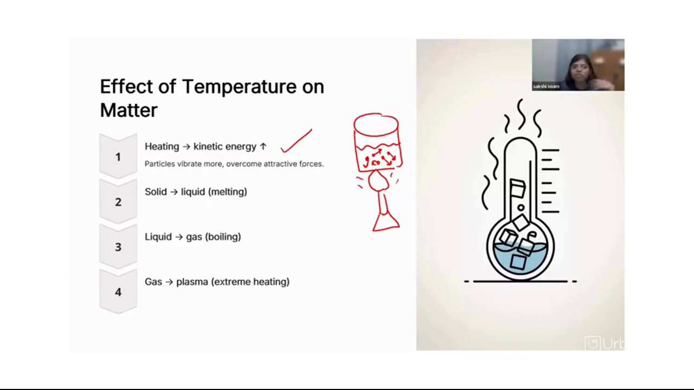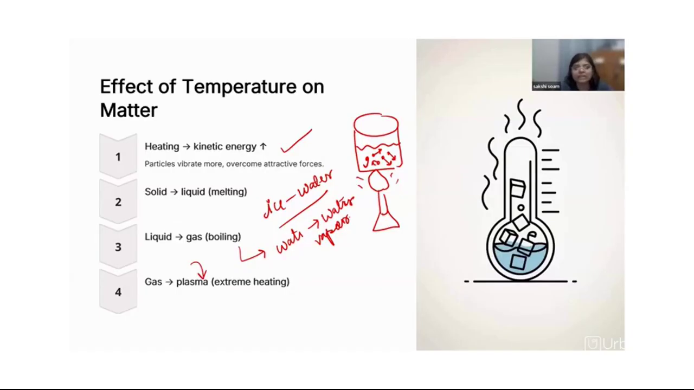Because of this, a solid changes into liquid, that is melting. Ice gets converted to water because the particles of ice vibrate more and overcome the attractive forces. Next, water gets converted to water vapor, that is boiling. And gas is converted into plasma state on extreme heating.